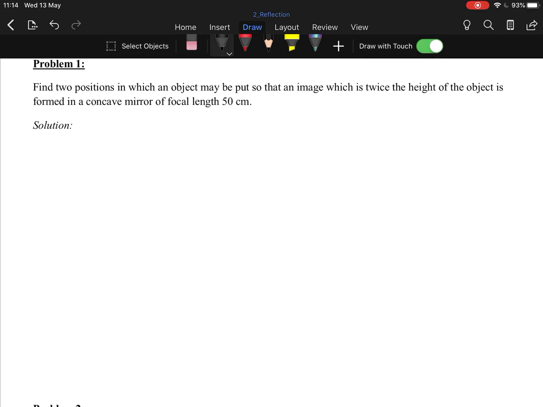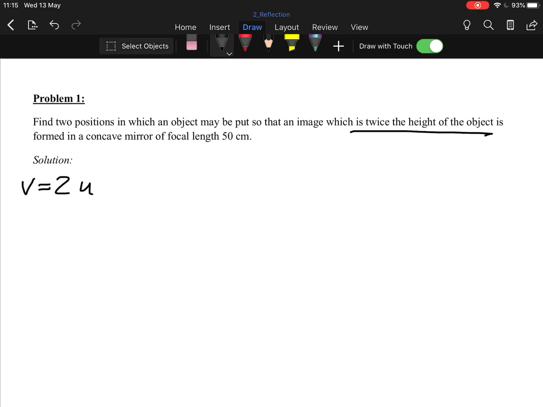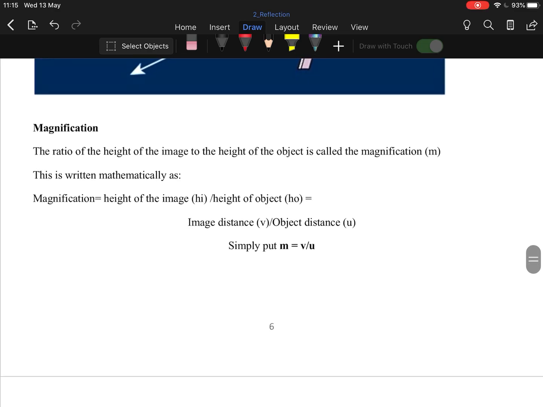Find two positions in which an object may be put so that an image which is twice the height of the object is formed. Okay, so what do we mean by that? An image, so that's V, is twice the height of the object. V equals 2u. Okay, why? Where am I getting that? I'll go back. What did I say?